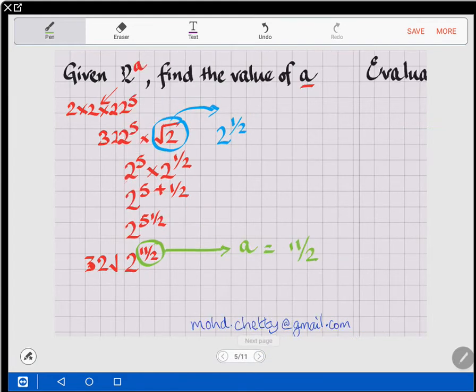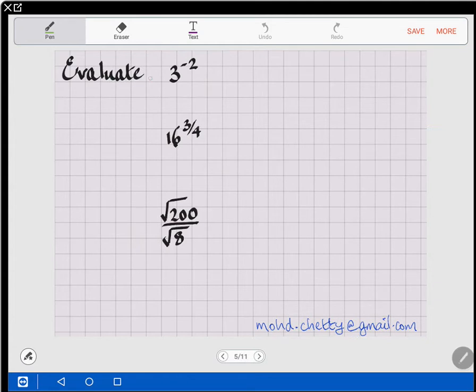We do another question. Evaluate 3 to the power minus 2. We know A to the power minus n is equal to 1 over A to the power of n. So 3 to the power minus 2 must be equal to 1 over 3 squared, which is equal to 1 over 9. Done.